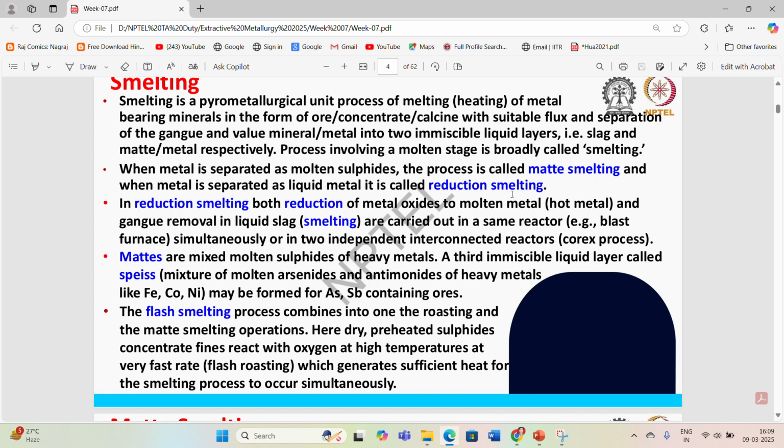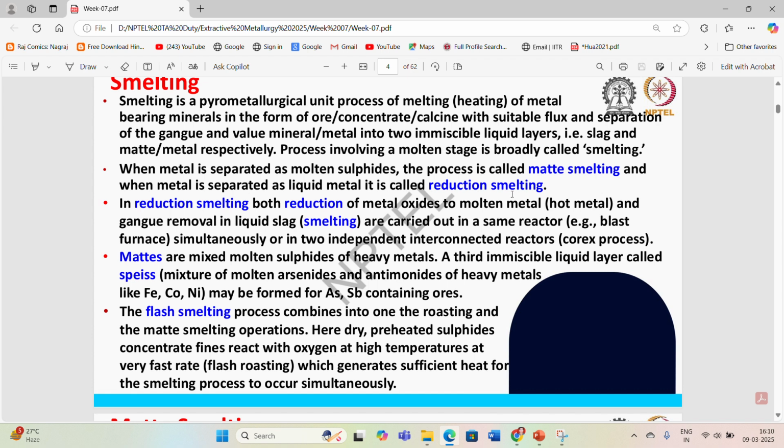and SiO2, get reported into the slag phase in the form of oxides with the help of the flux material. In reduction smelting, both reduction of metal oxides to molten metal, also known as hot metal, and gangue removal in liquid slag are carried out in the same reactor, for example, the blast furnace. We can also do this in two independent interconnected reactors, like the Corex process.